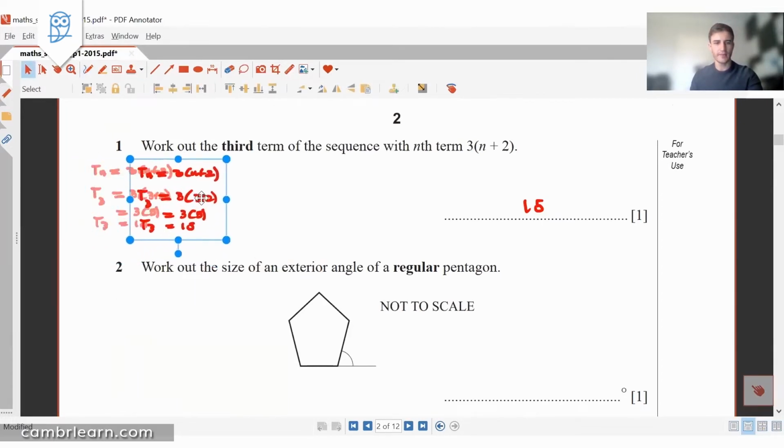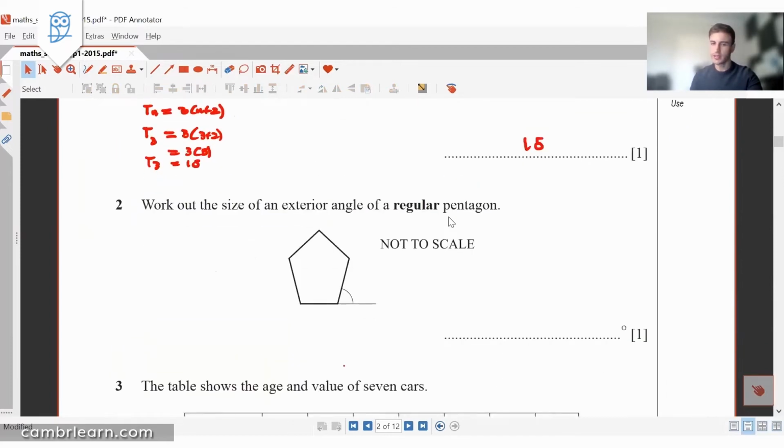Work out the size of an exterior angle of a pentagon. This goes back to rules with regular polygons. We have a regular pentagon, which means we have 5 sides of equal length, and all of my exterior angles and interior angles are the same. How do we calculate this? If you didn't know, I quickly want to show you something. If we take all of my exterior angles and add them together, look at what I'm doing here.